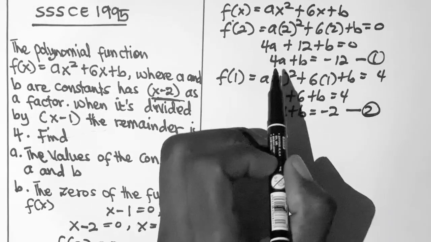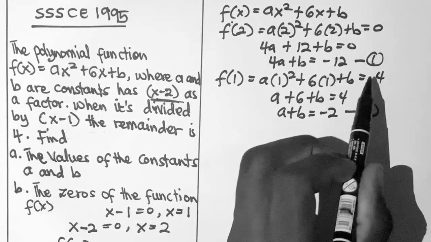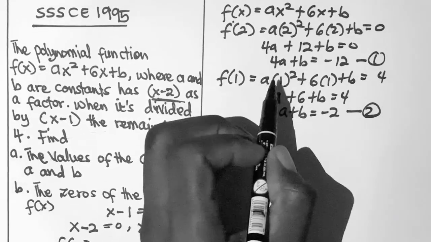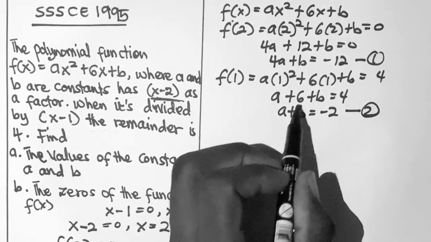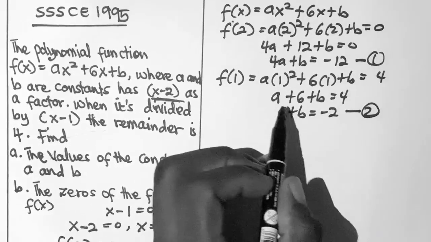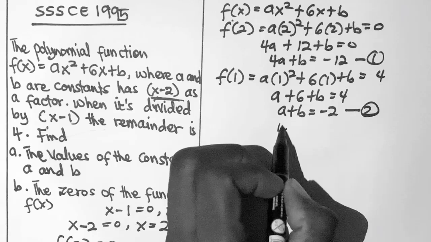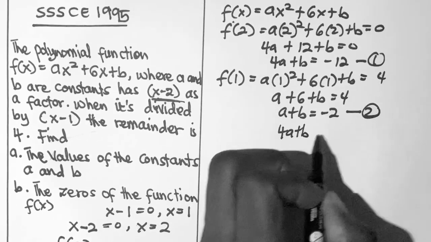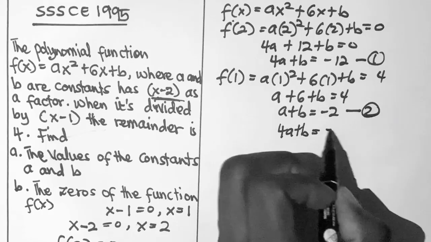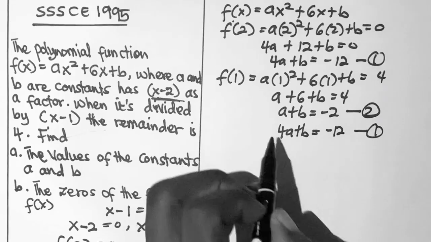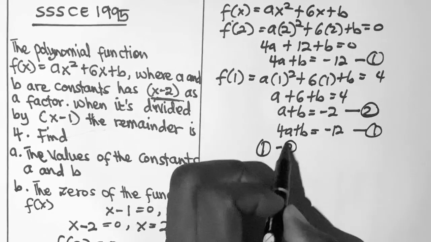So what we need to do is that to find a and b, we need to solve equation 1 and equation 2 simultaneously. Now you can see that here is plus b, here is plus b. So if we subtract equation 1 and equation 2, the b variables will go away. So let me write equation 1 here. It's 4a plus b equals minus 12. So this is equation 1. So let's find equation 1 minus equation 2.